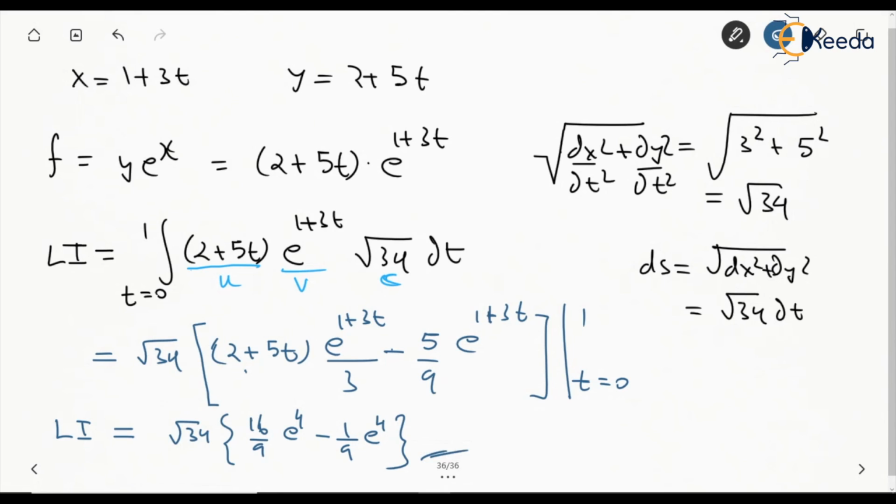That's it. So what we have done is, we had a scalar function and we used the relation ds is equal to under root of dx square plus dy square, where we used another term which is dx by dt or dy by dt, and then we could find the integration and the line integral for this scalar function.